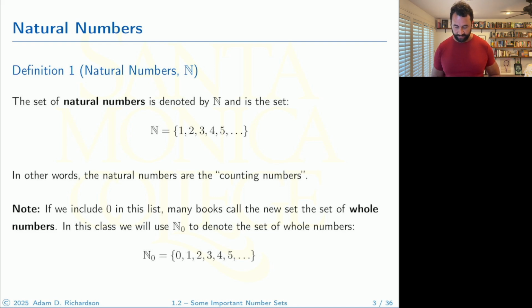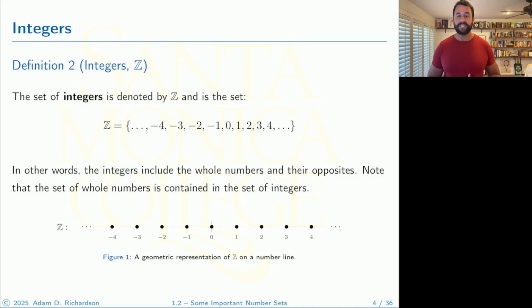If we include zero in this list, many books will call this new set the set of whole numbers. So the set of whole numbers is basically all of the natural numbers, but you include zero as well. And in this class, we'll use N sub zero to denote the whole numbers, the natural numbers with zero tossed in. Okay. Now the set of integers is denoted by this fancy Z.